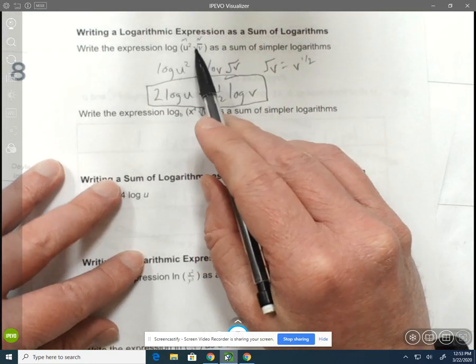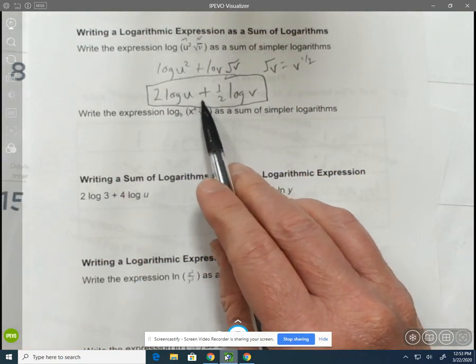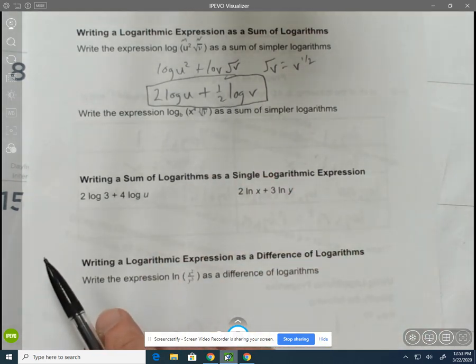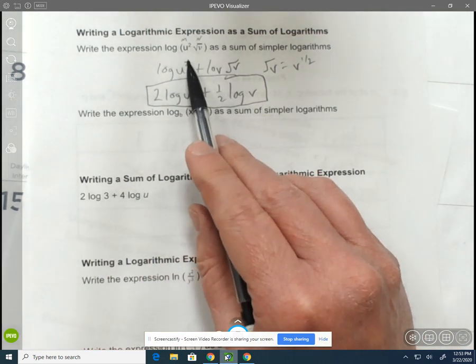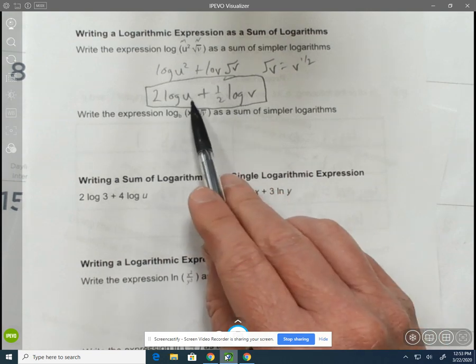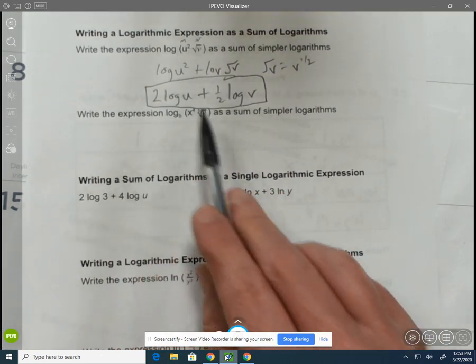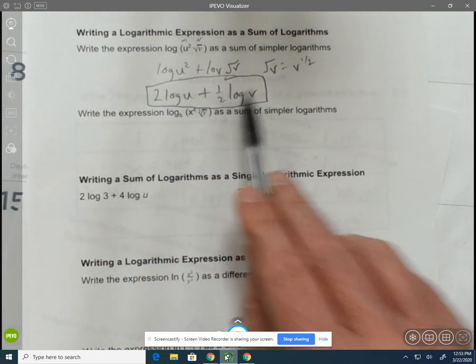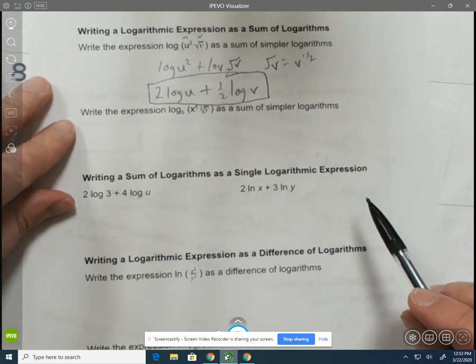So this logarithm I can actually write as the sum of 2 simpler logarithms. I don't have to do the logarithm of u squared, I just do the log of u, and once I figure out what u is, take that times 2. I can just do the log of v and multiply that by 1/2.